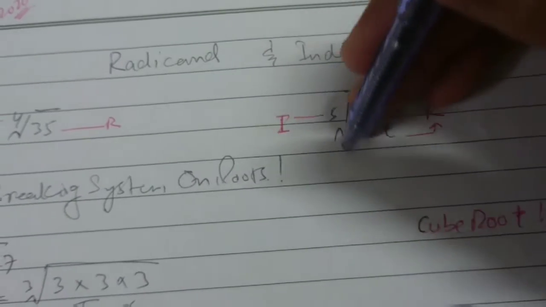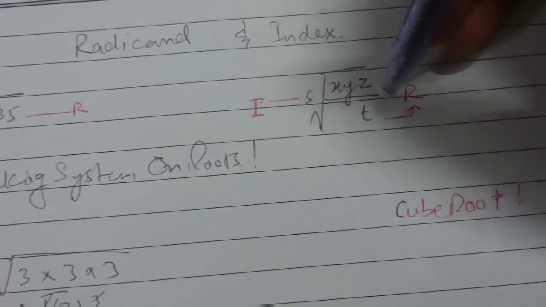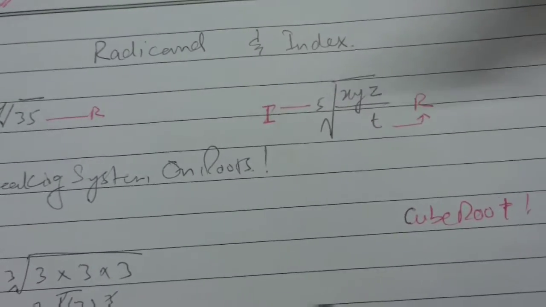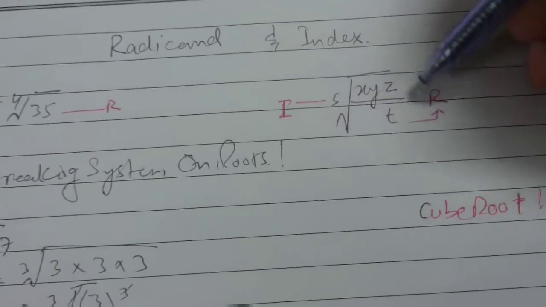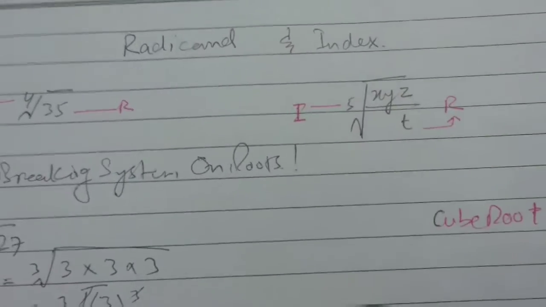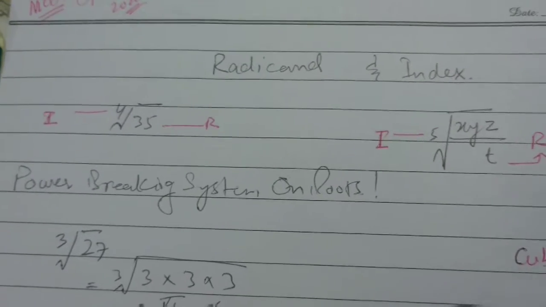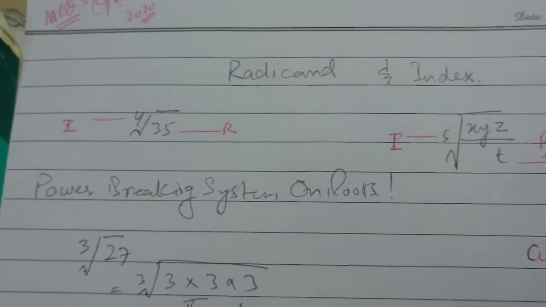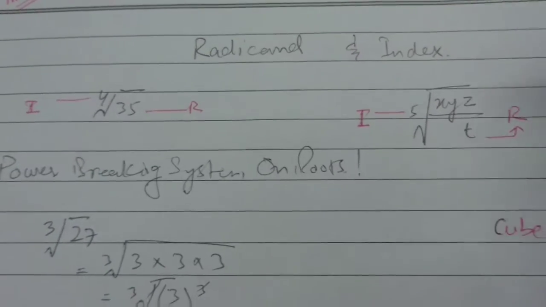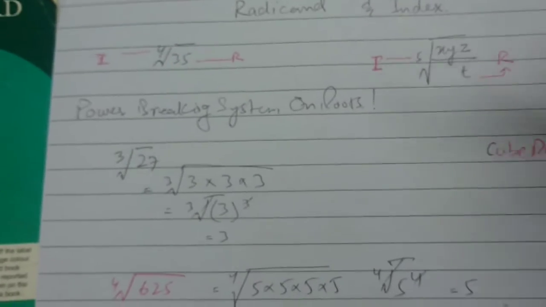Similarly, you can see here a root with a 5 power. Inside we have x, y, z upon t, all of it together is called the radicand, and whatever is outside the root, the 5, is called the index. Very simple. You have to understand and remember it after watching my videos. Whatever videos I share with you, past ones or present ones, do watch them again and again for more practice.